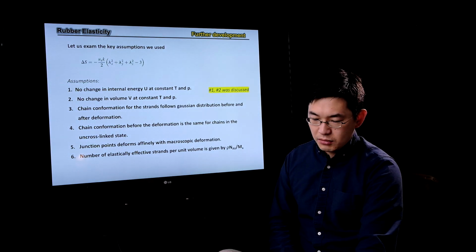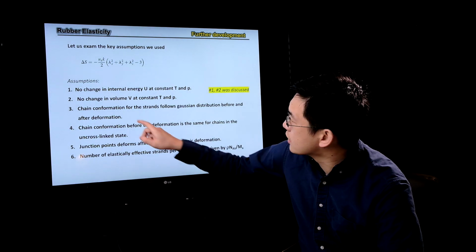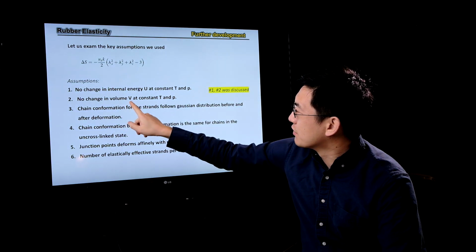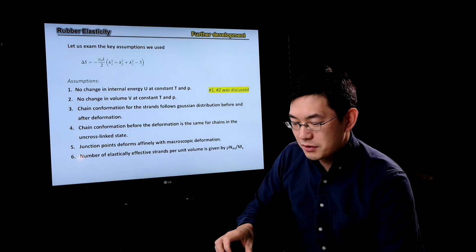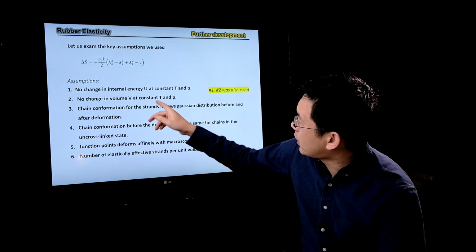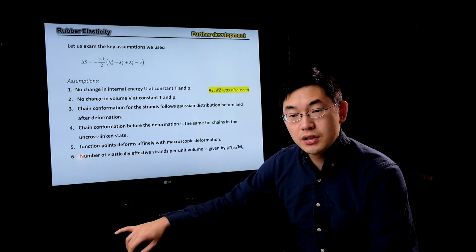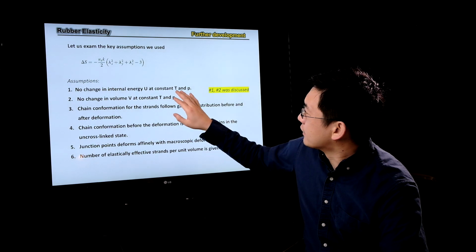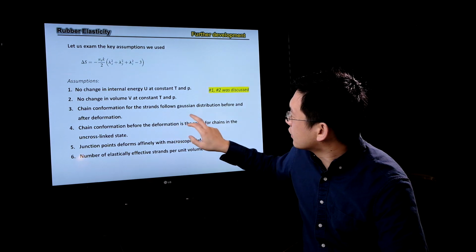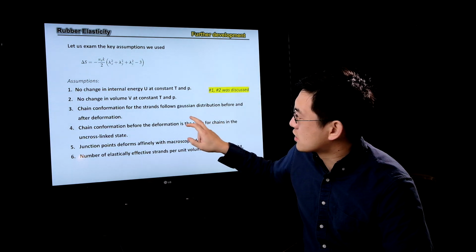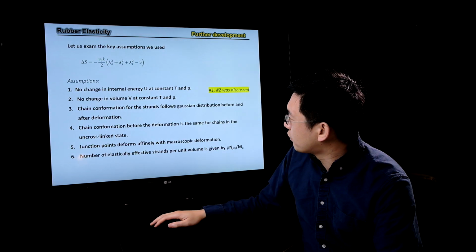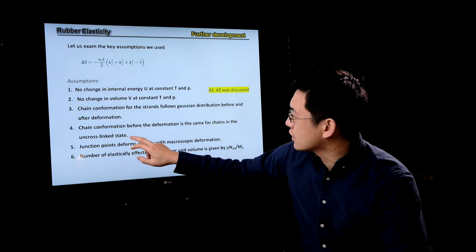So there are a couple of assumptions. There is no change in the internal energy at constant temperature and pressure, and there's no change in volume at T and P. This is one of the reasons we can link the force to the partial derivative of the delta G with respect to displacement L. And this has been discussed quite nicely, right? So the Gaussian chain deformation distribution, we talked about it, and it likely needs a fix because it's not going to work out. Chain conformation before the deformation is the same as chain conformation in the cross-linked state.